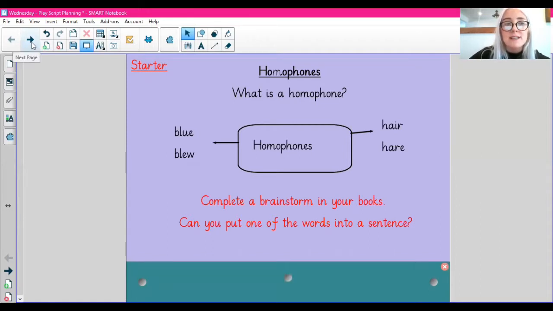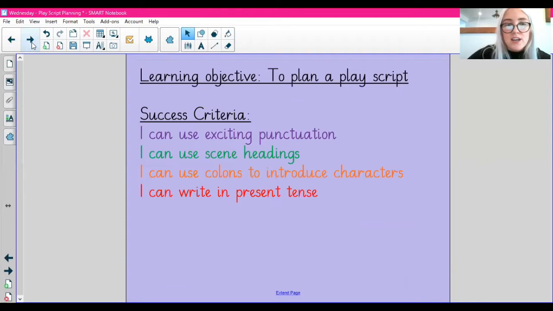Right, I hope you managed to think of as many homophones as you can. We're now going to move on to our lesson. So today's learning objective is to plan a play script. To be successful in today's lesson, we're going to be writing in the present tense, as of course, play scripts are written in the present tense because it's what's happening, right? We're going to be using colons to introduce characters, scene headings, and exciting punctuation.